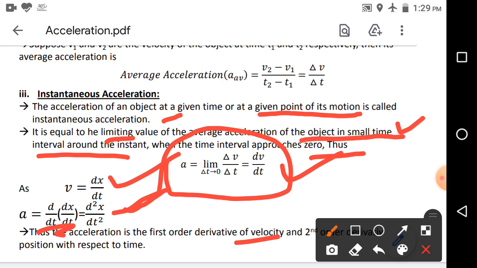So this is all about acceleration and types of acceleration.